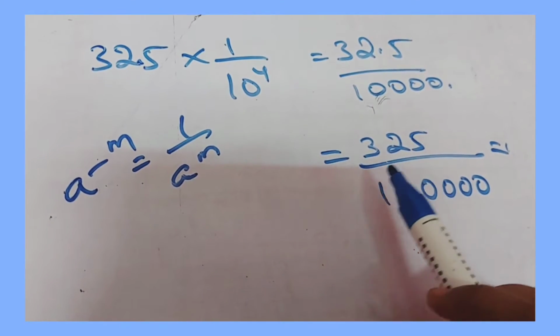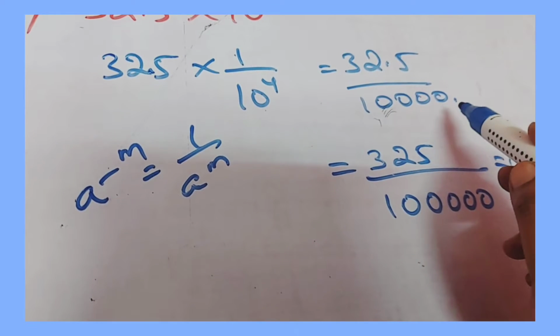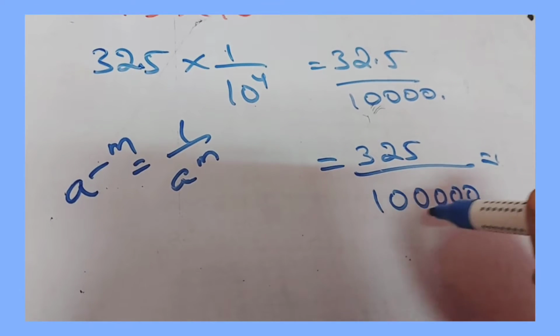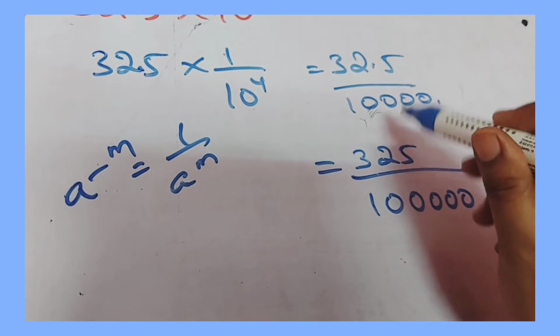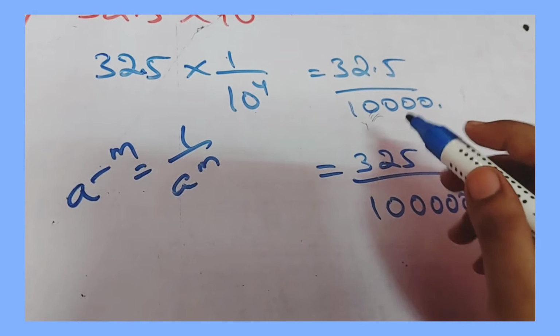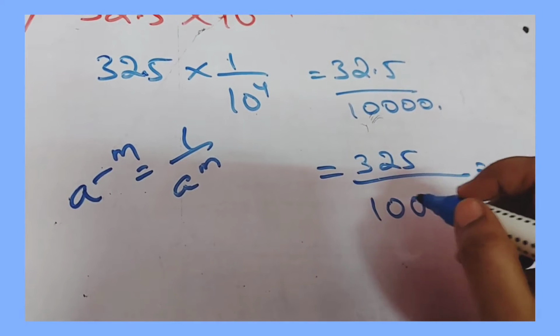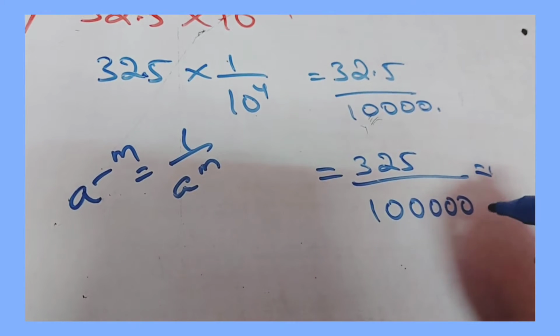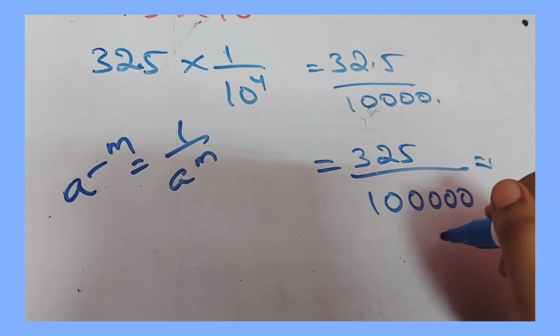So now 325 by, you have to remove this point. How do you remove this point? By writing here one more 0. It is 10,000 now. We have to write here one more 0 and we have to remove this point. Always, if the numerator is in decimal, in the division you have to take in the denominator one more 0. So you take one more 0 here. It will become 1 lakh.